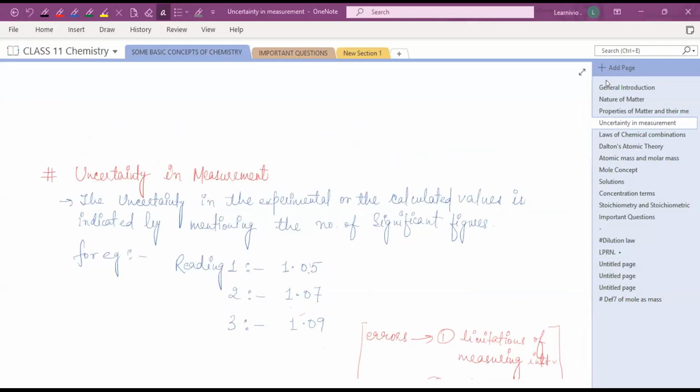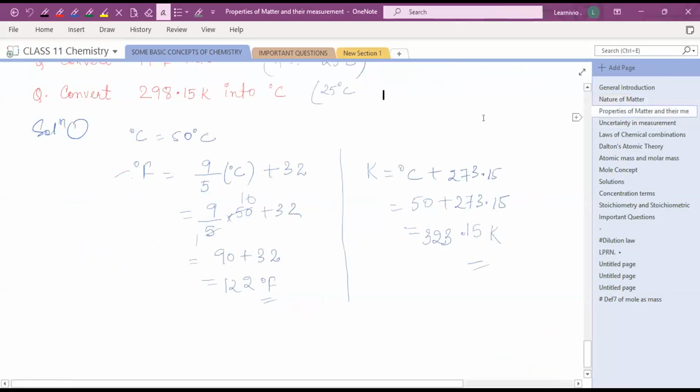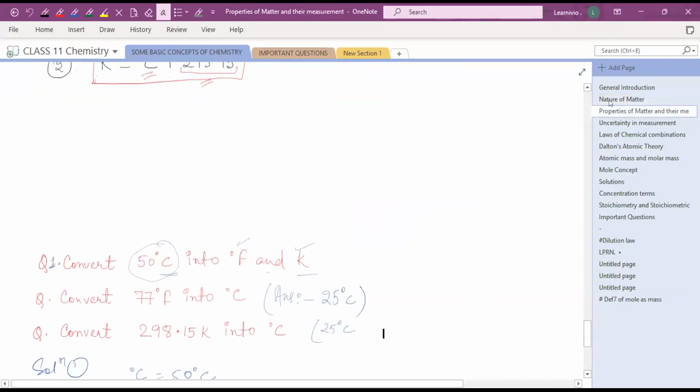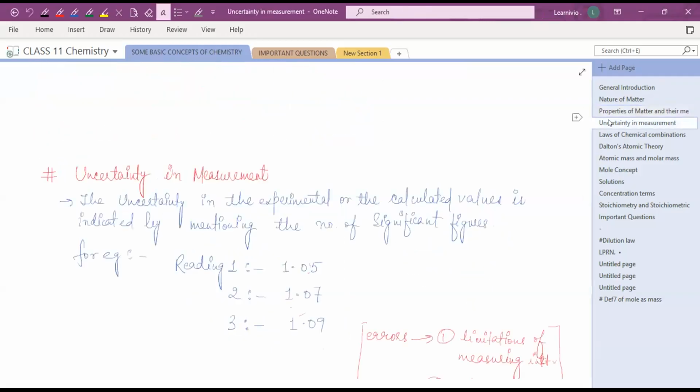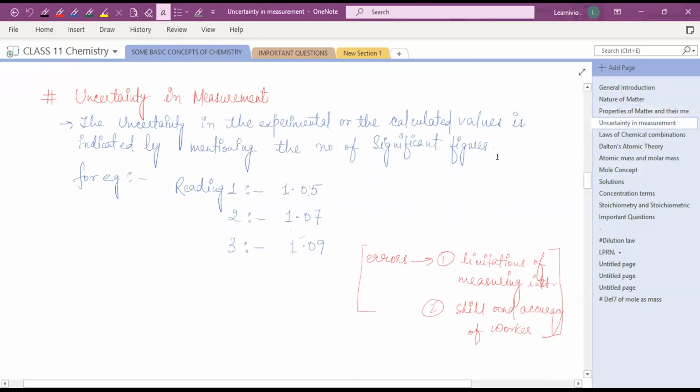So previously we have done with your general introduction, nature of matter, the properties of matter. They are very basics, right? Now, what is the significant figures and all? Now today I'm going to start with the uncertainty measure. Now see, what is uncertainty?